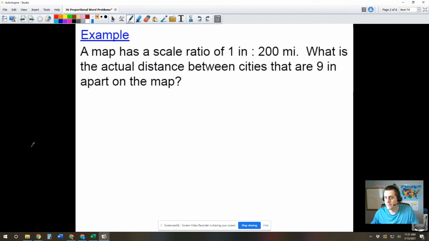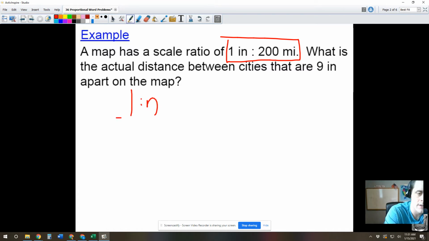On to our next example. A map has a scale ratio of 1 inch to 200 miles. What is the actual distance between cities that are 9 inches apart on the map? Hopefully you have a sheet of paper. Go ahead and start setting up this proportion with me. Step one is to find the initial ratio. And in this example, it's kind of a gimme. Right at the very beginning, they tell us that 1 inch represents 200 miles on a map. So my first ratio is 1 inch to 200 miles.